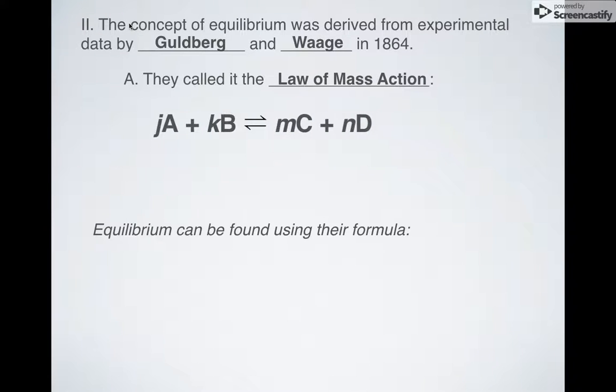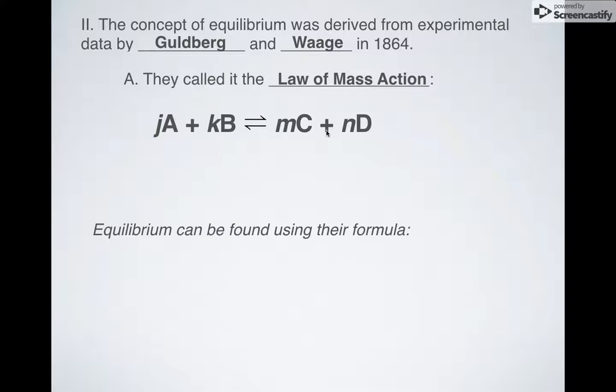And so here's a generic chemical equation. So I have J, K, M, and N, and I have capital A, capital B, C, and D. Now, it doesn't matter. The J, K, M, and N are coefficients. They can be any whole number, 1, 2, 3, 4, 5, 6, 7, 8, 9, 10. Keep going. A, B, C, and D are any reactants. So these are reactants on this side, and these are products on that side. Okay? Again, they can be anything.